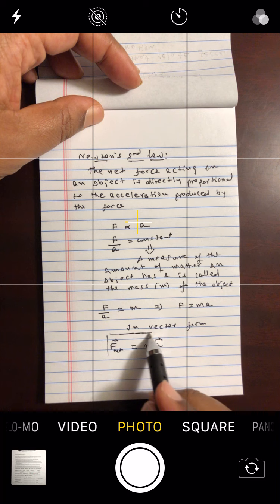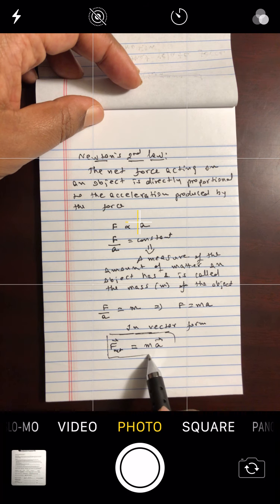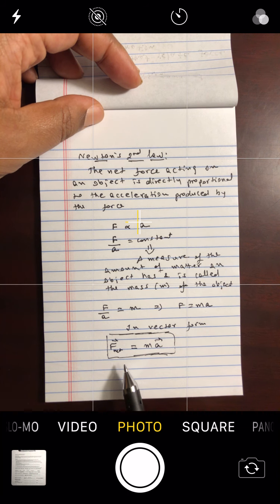So this is the mathematical statement of Newton's second law. The vector force acting on the object is equal to the mass of the object times acceleration. Okay, so let's look at the unit of mass now.